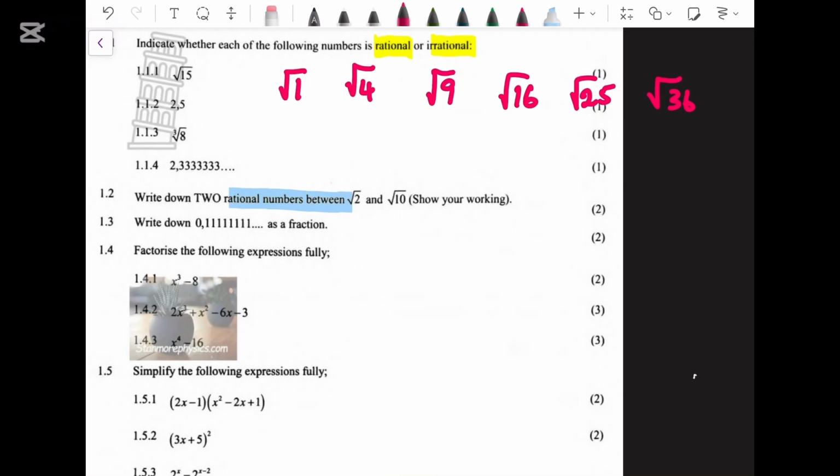We are looking for the ones that are between 2 and 10. So it will be the square root of 4 as well as the square root of 9. So your answer for 1.2 is the square root of 4 and the square root of 9.